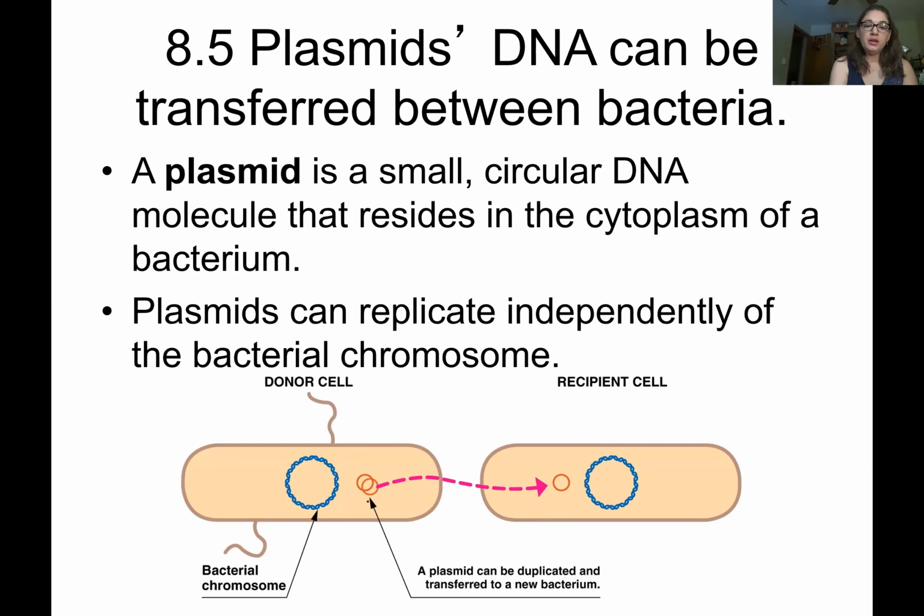So you can see down here, there's two plasmids there. One is transferred and taken into the new bacterial cell where it can be expressed and replicated independently of the much larger bacterial chromosome.